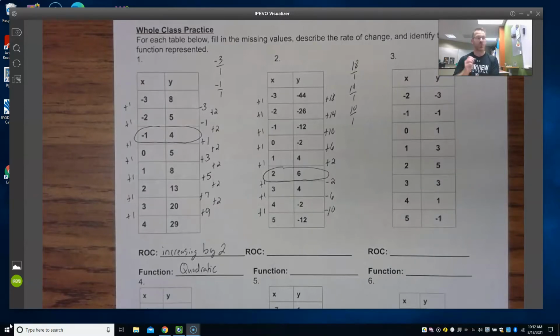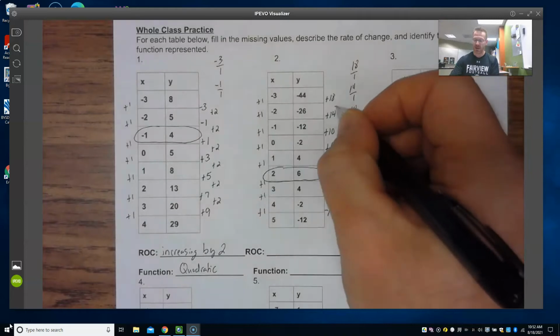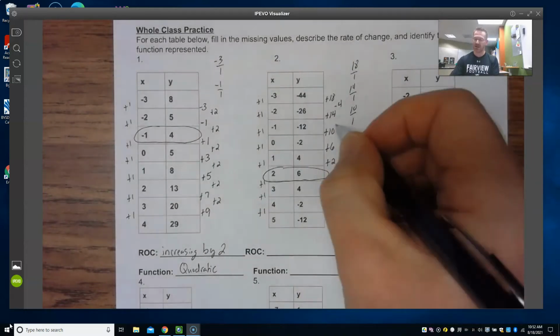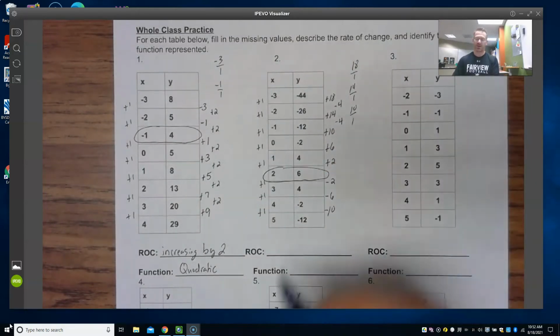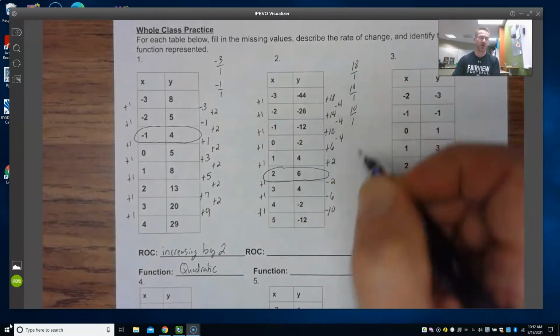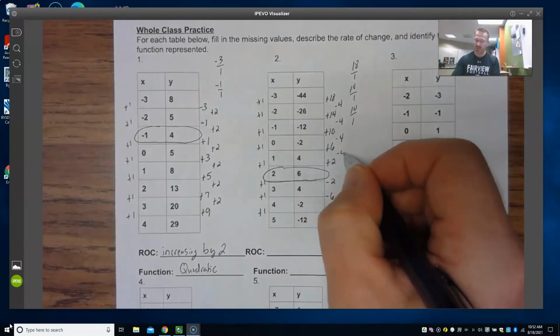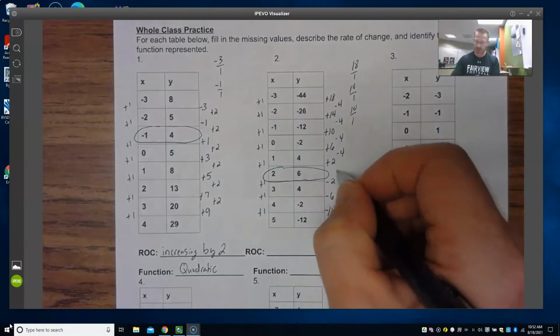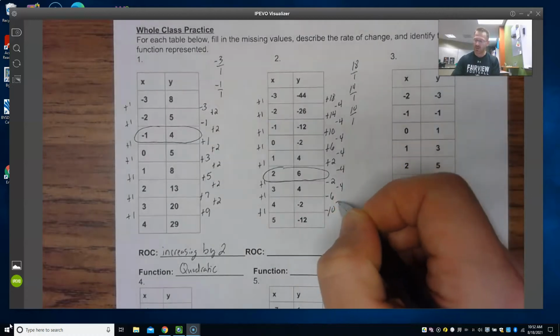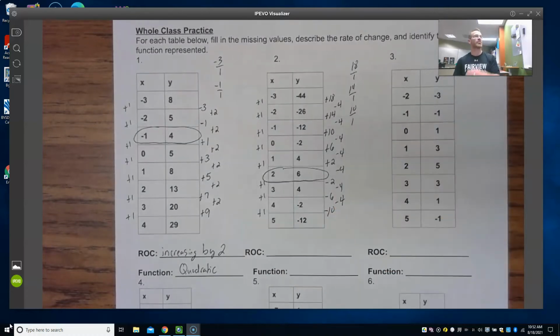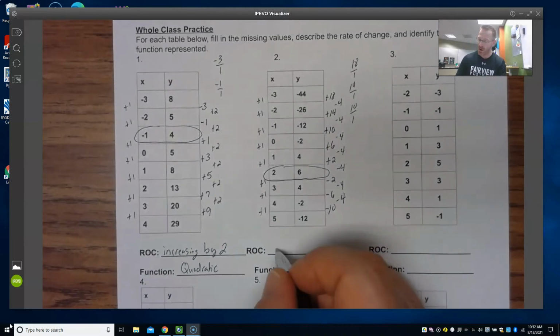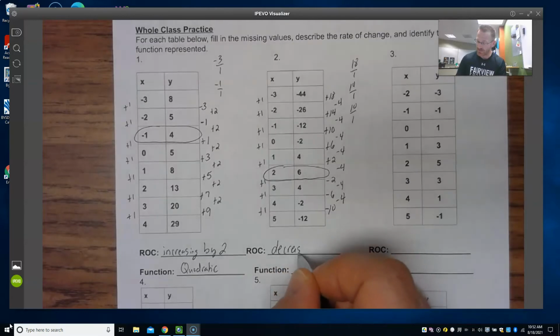All right, so when I look at this, when I go from 18 to 14, I go down 4. 14 to 10, I go down 4. 10 to 6, I go down 4. 6 to 2, down 4. 2 to negative 2, down 4. And so my pattern is these numbers are decreasing by 4. My rate of change is decreasing by 4. So that's how we would describe it.